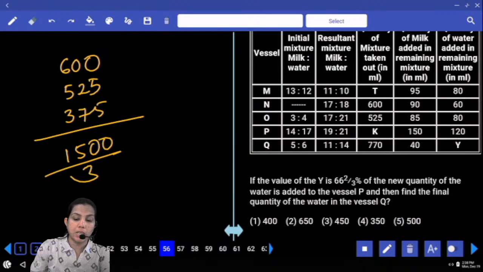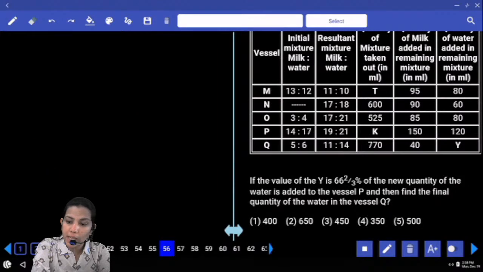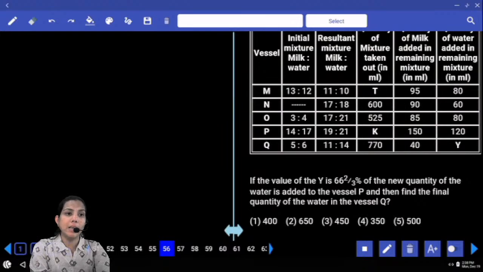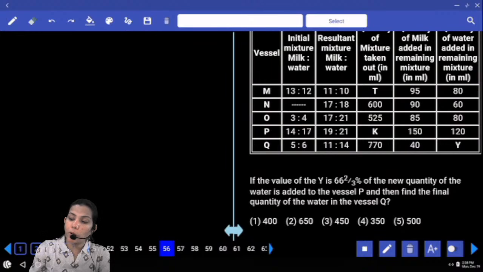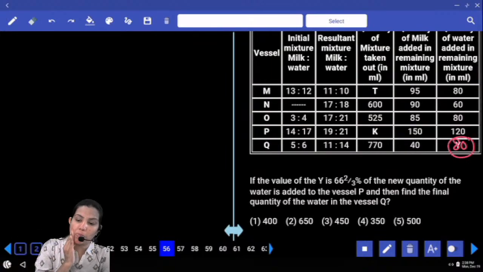Question number 56. If the value of Y is 66 2/3 percentage of the new quantity of the water added to the vessel P. What is vessel P water added? Vessel P, water added 120. What is 120 2/3 value? 80 liters was added. 80 add chestna anamata.